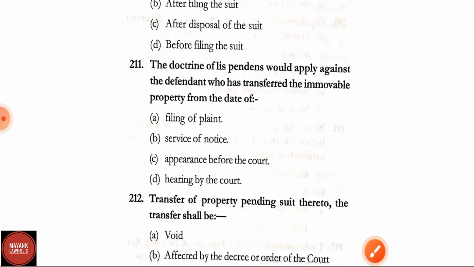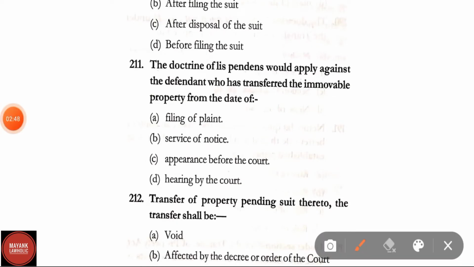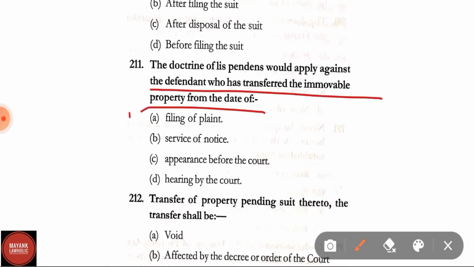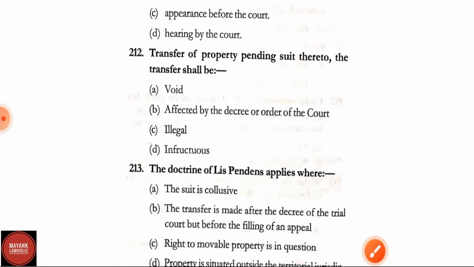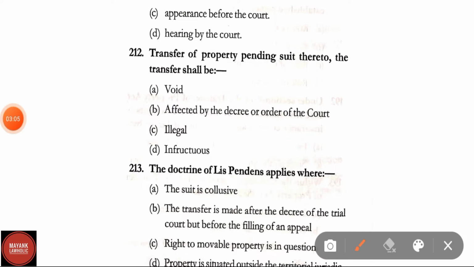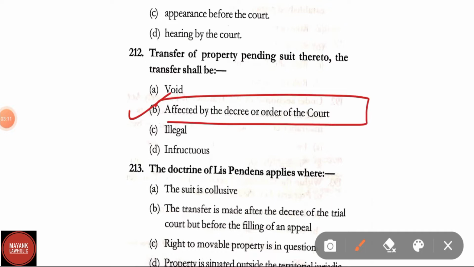Question number 211. The doctrine of lis pendens would apply against the defendant who has transferred the immovable property from the date of filing of the plaint, service of notice, appearance before the court, hearing of the court. Correct answer is option A, that is filing of plaint. Question number 212. Transfer of property pending suit, thereto the transferor shall be void, affected by the decree or order of the court, illegal, infructuous. Correct answer is option B, that is affected by the decree or order of the court.